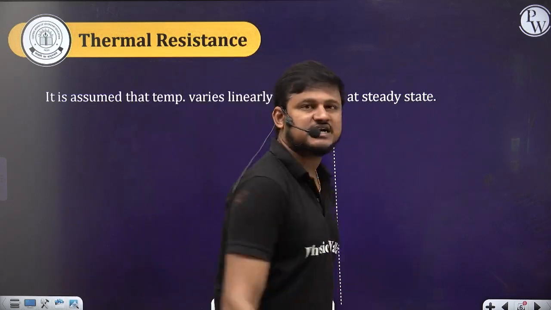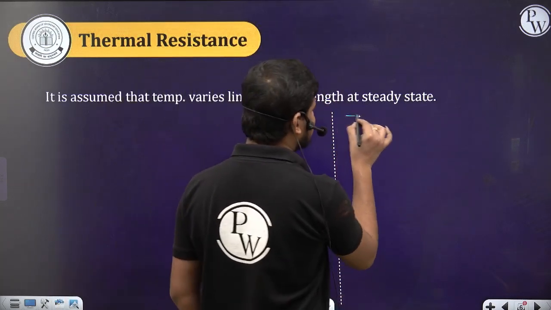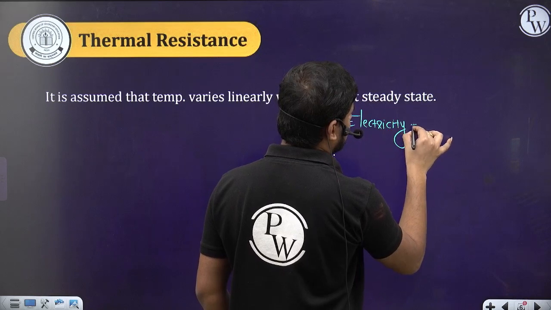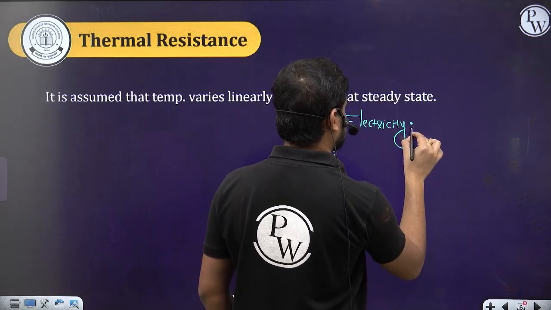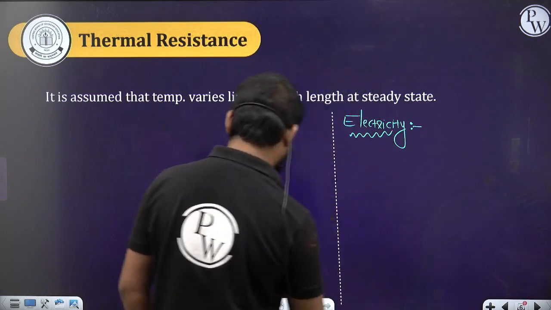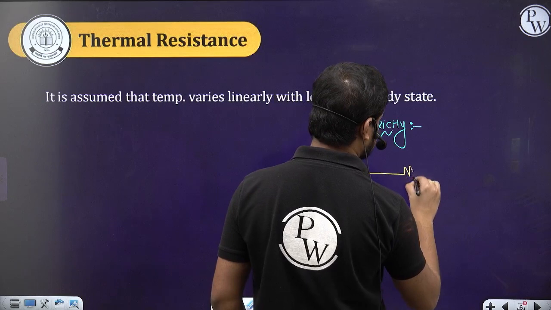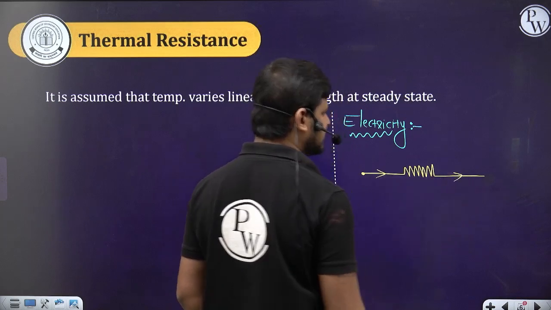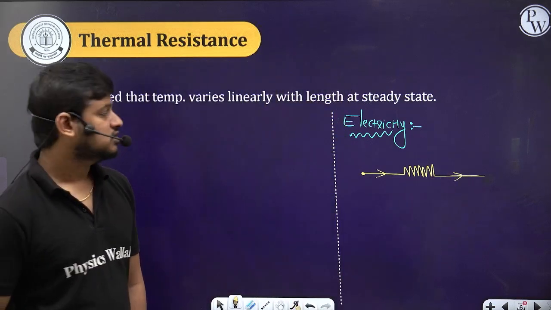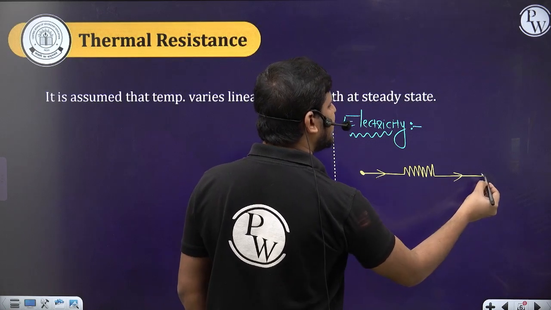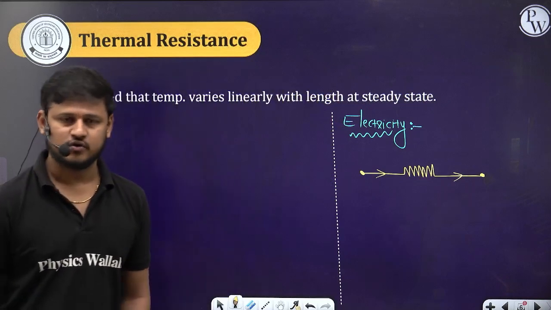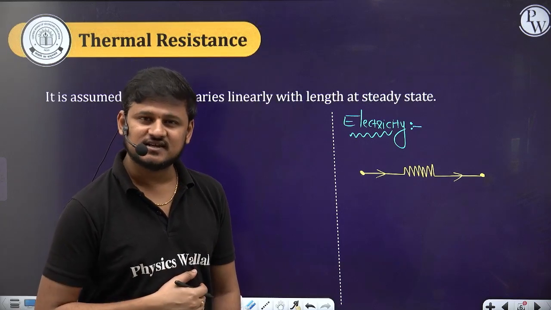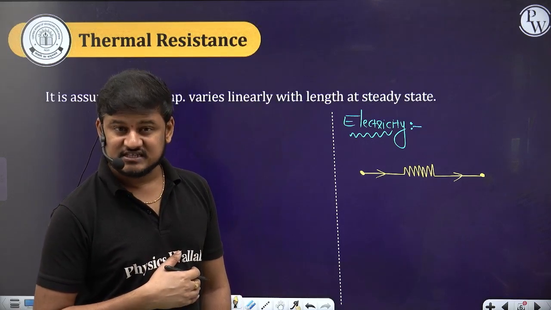You have studied current electricity in your grade 11th. In electricity, if there is a resistance, the current flows in this resistor, which here is a load. Why does current flow in any conductor? Whenever there is a potential difference.